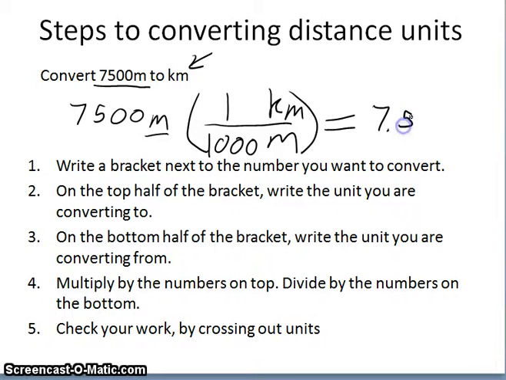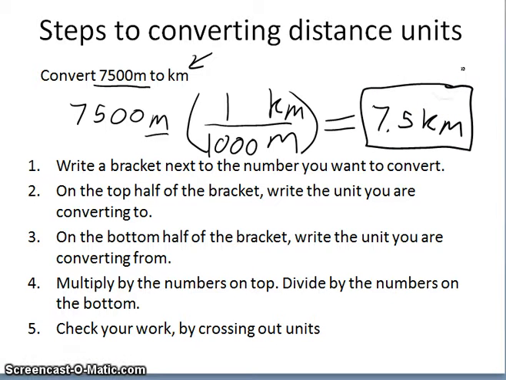7.5 kilometers. I'm going to draw a square around my answer so you can see it. Okay? So there's 7.5 kilometers in 7,500 meters. In order to check my work, what I'm going to do is I'm going to make sure that I have the units on the top and the units on the bottom being the same. So in this case, meters, and I can cross those both out, and I'm left with the unit that I wanted to get, kilometers.